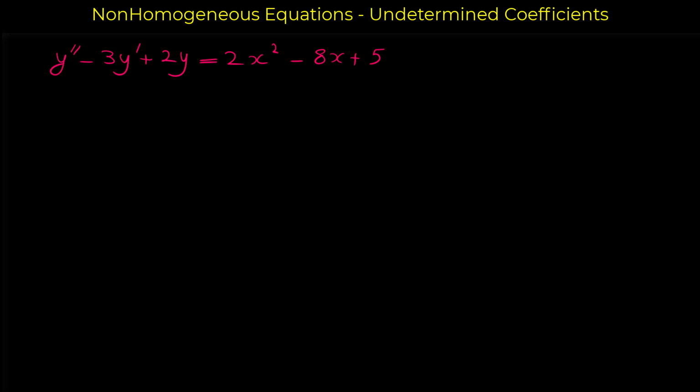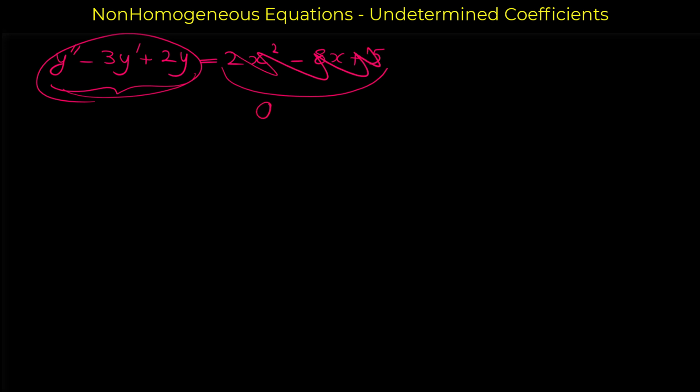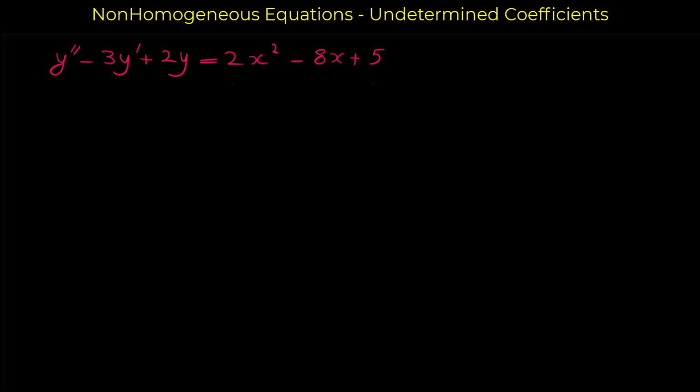We say this is a second order differential equation because we have a double prime, and it is linear. We say this differential equation is non-homogeneous because the other side of this equation is non-zero. If you remember, when the other side of this equation is 0, the differential equation is homogeneous. But this one is a non-homogeneous differential equation.